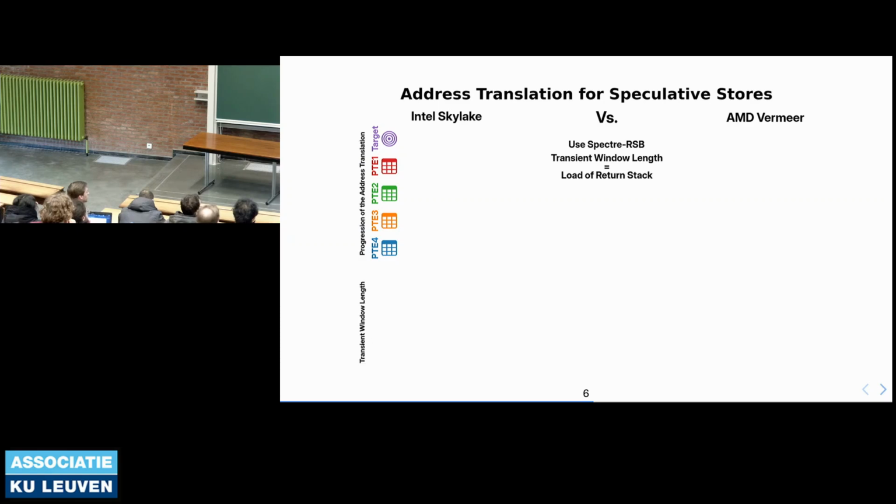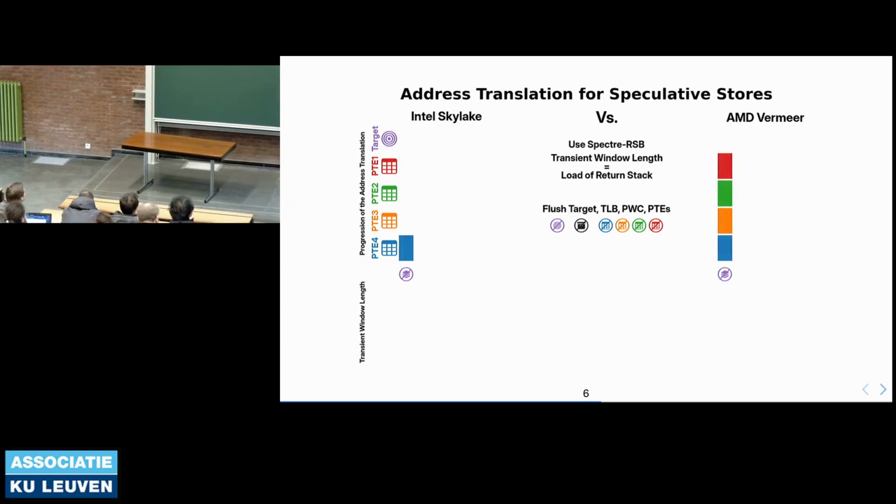Now, we want to actually observe a page table walk. So to do this, we first need to flush the target, we need to invalidate the TLB entry of the target of our store here, and we need to actually flush all page table entries from the cache so that we can observe them being loaded by the page table walk.